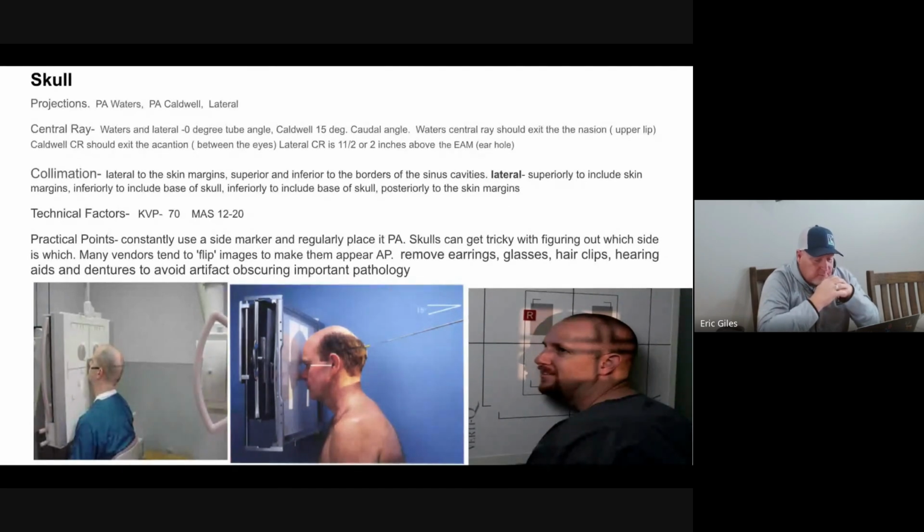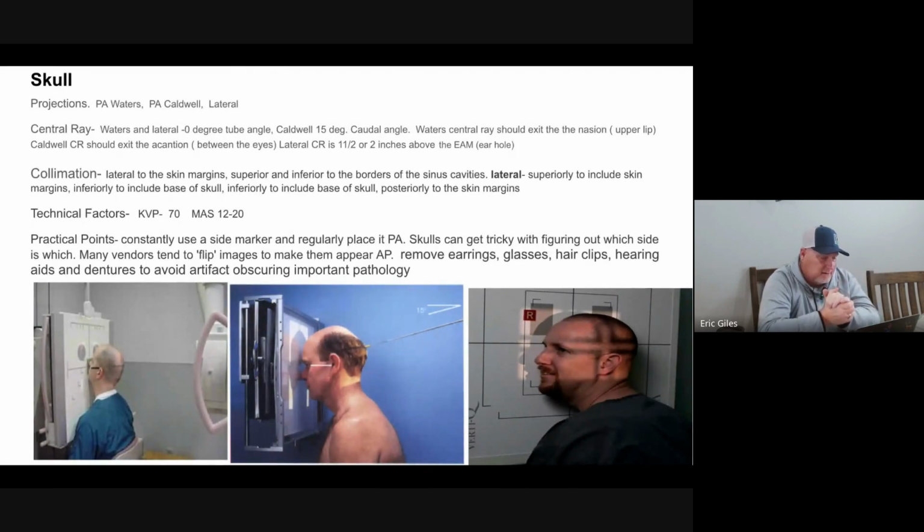So for the lateral, you're going to oblique your patient in there, have them turn their head so their head is parallel with the image receptor. We want to include the entire skull. Central ray is going to go about 1 inch above the EAM, or the external auditory meatus, or the ear hole.